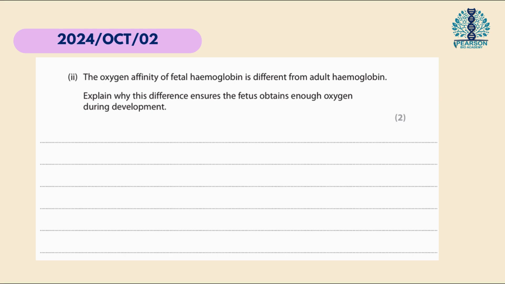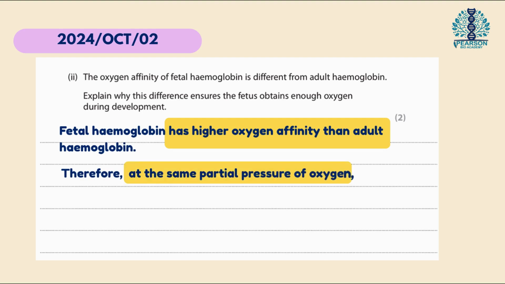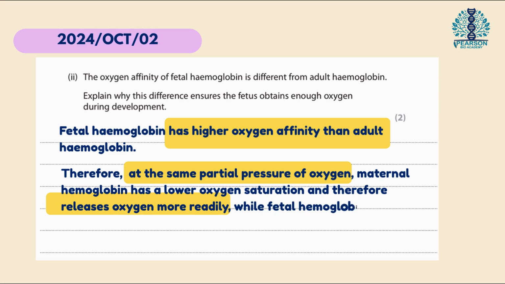Your answer should follow this sequence. So, first state that fetal hemoglobin has a higher affinity for oxygen than adult hemoglobin. So, it means at the same partial pressure of oxygen, maternal hemoglobin has a lower oxygen saturation and therefore releases oxygen more readily, while fetal hemoglobin has a higher oxygen saturation and binds that oxygen more readily.